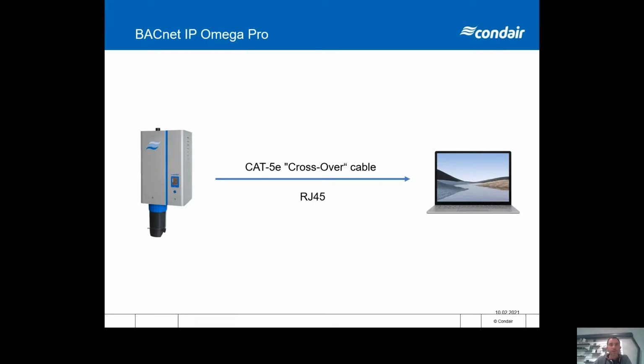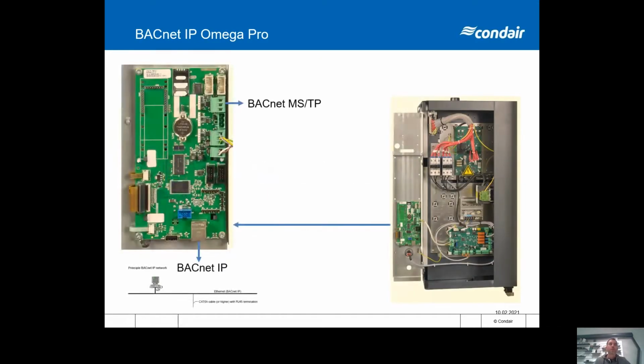Okay, so now let's carry on with BACnet IP on the Omega Pro. As shown before, you've got the Omega Pro and you need a Cat5 crossover Ethernet cable from the BACnet IP port to your computer, both RJ45 ports. Here, that's the backside of the display, basically.